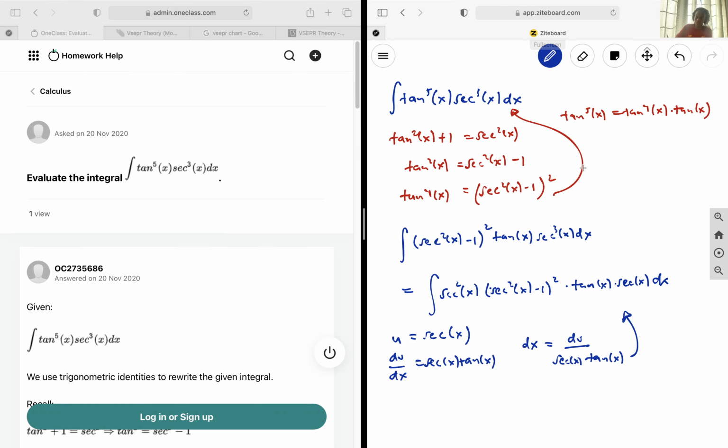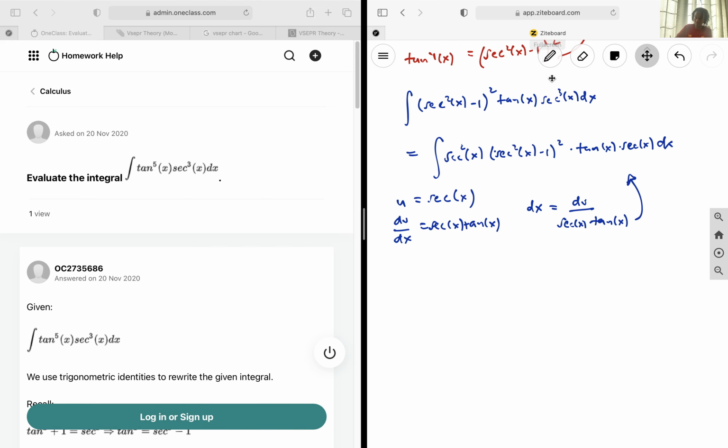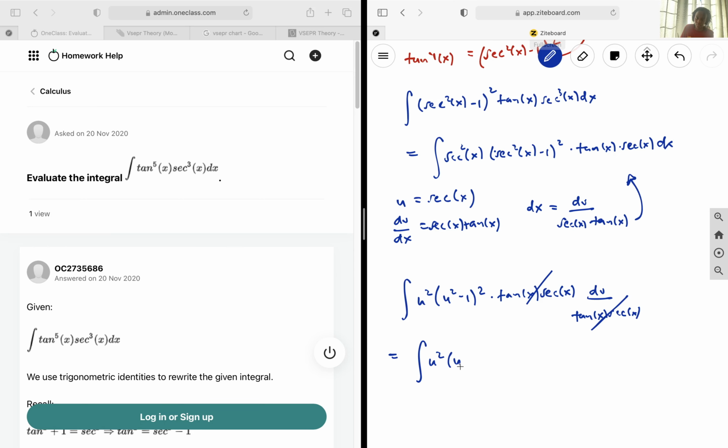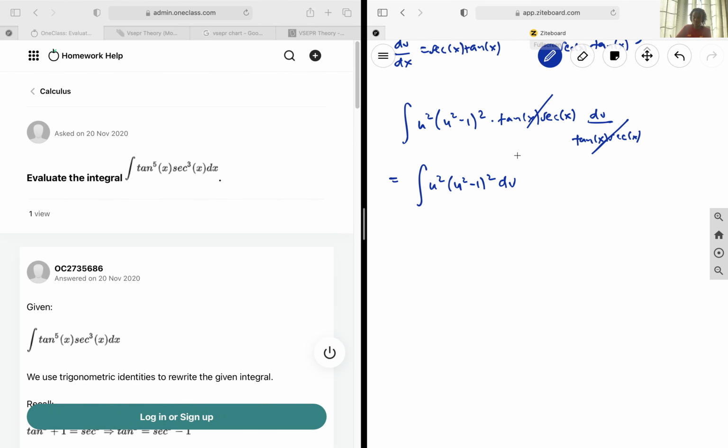Let's put that all back into our equation. And we're going to get the integral of u squared into u squared minus 1 squared multiplied by tan x secant x. We're going to leave that alone, and then you put in dx, so du over tan x secant x. This will allow these two to cancel, so we're just finding the integral of u squared into u squared minus 1 squared over du. This is much easier as we can just use the exponent rule.